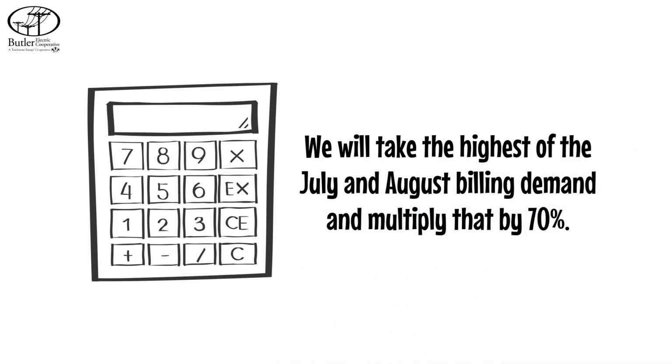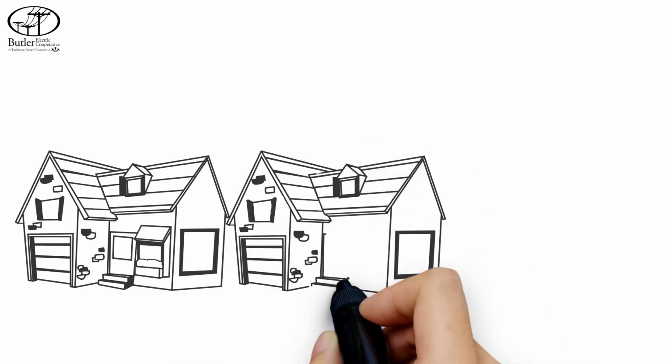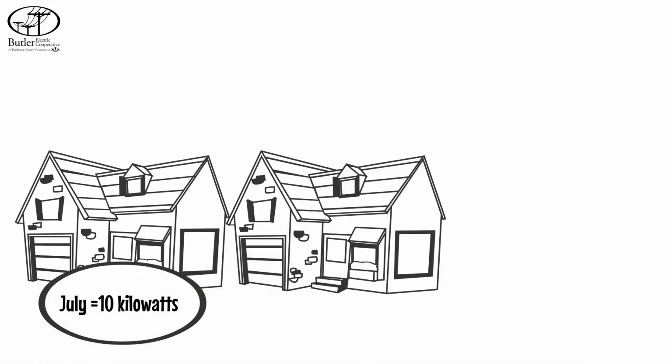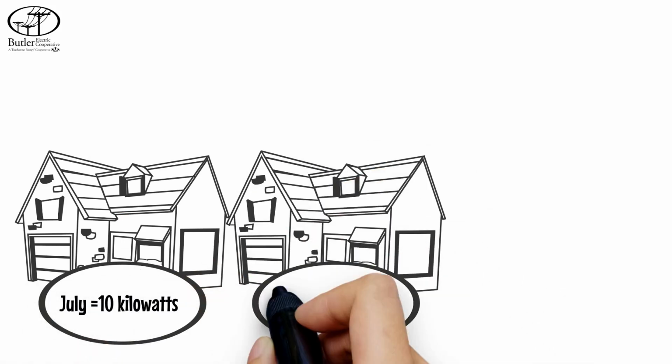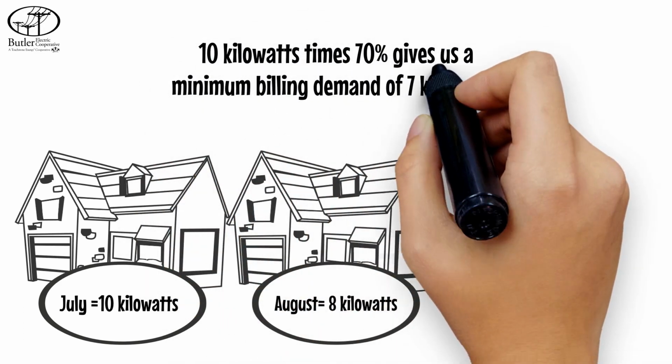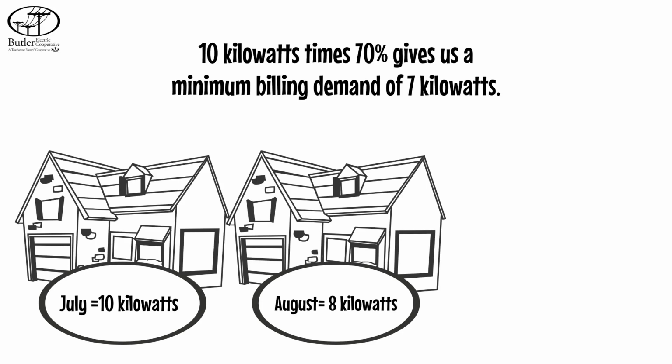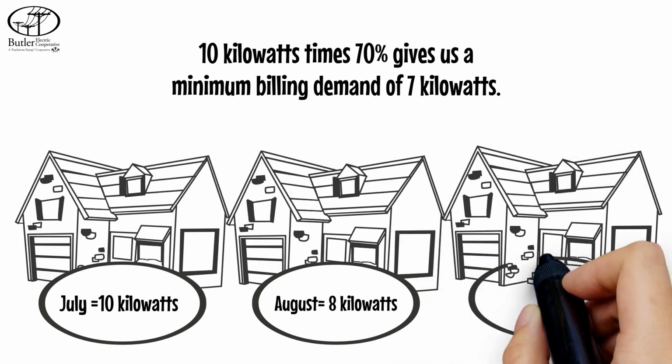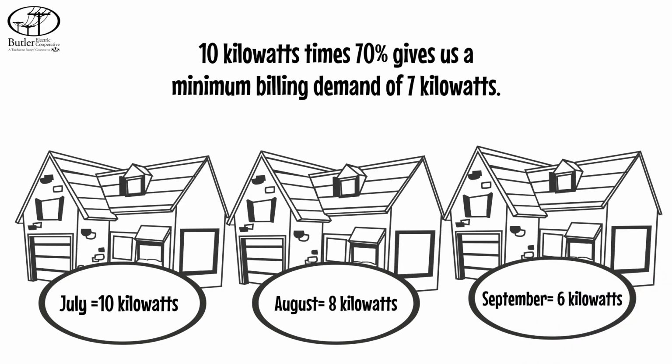For example, let's assume your house's billing demand in July was 10 kilowatts and in August it was 8 kilowatts. We would use the highest of these 2 months, which is 10 kilowatts, times 70% gives us a minimum billing demand of 7 kilowatts. So starting in September, let's say your monthly billing demand was 6 kilowatts. We compare that to the minimum of 7 kilowatts, and whichever one is highest becomes your billing demand.